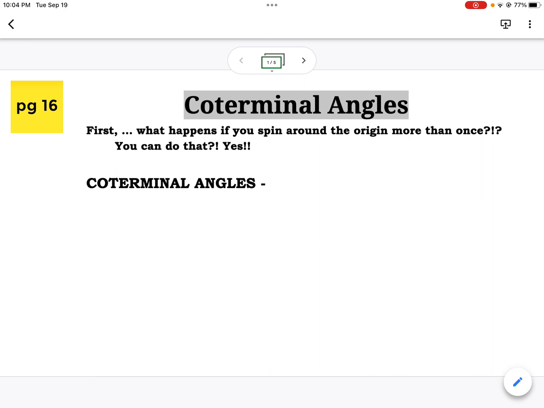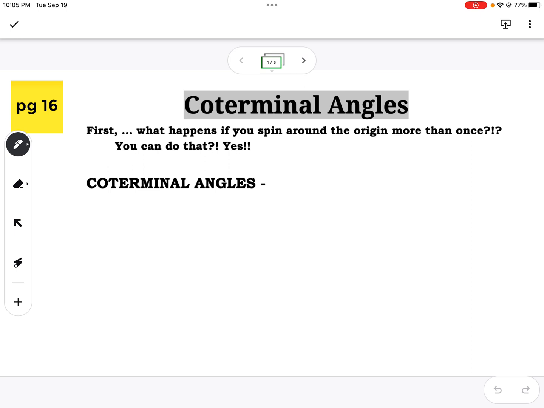All right, now our topic is on something called coterminal angles. First off, what happens when you spin around the origin more than once? Can you even do that? Yeah, you totally can. Imagine any sport in which they spin around: snowboarding, figure skating, skateboarding, if I haven't mentioned that. All of those situations in which someone spins around multiple times, even if you just got up in the cafeteria and did a twirl, right? You're spinning around 360, 720, and so on, 1080. So those are all coterminal.